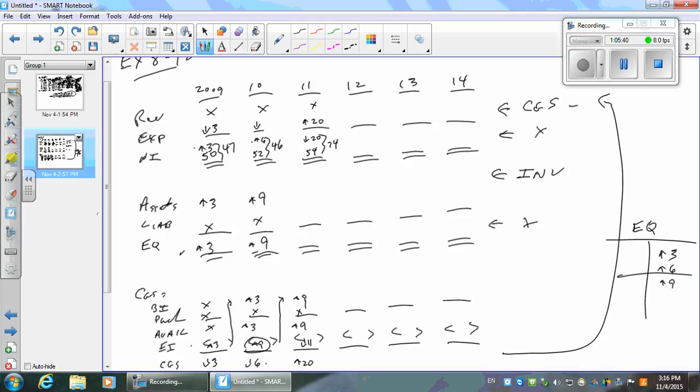Did I do that right? 3 too high in net income. Yeah, it was too high. This is overstated. This is overstated, right? So what are we going to do the next year?